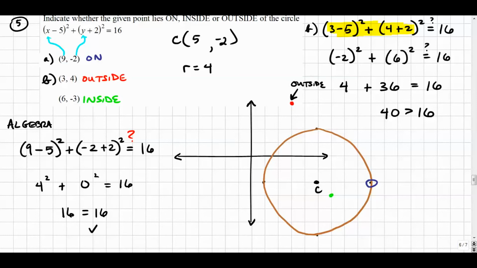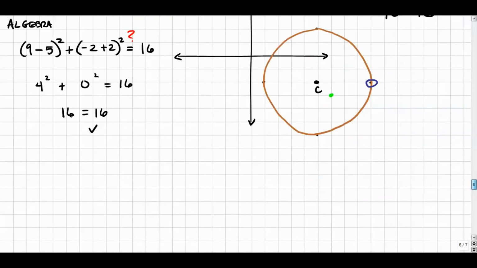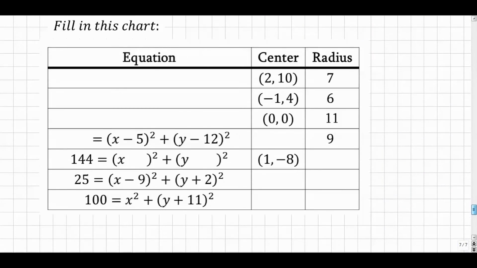And you can do that same process for letter C, and you'll see that the left-hand side is smaller than 16, which means it lies inside. Okay, last one here. What I want you to do here is pause it, see if you can fill in this chart, fill in all the missing spots right here. See if you can determine what the equation is for the first 3, and for the last 4, fill in all the missing pieces. Go ahead and pause and do that now.